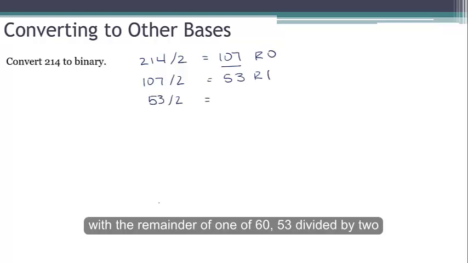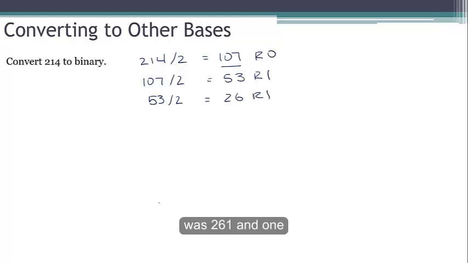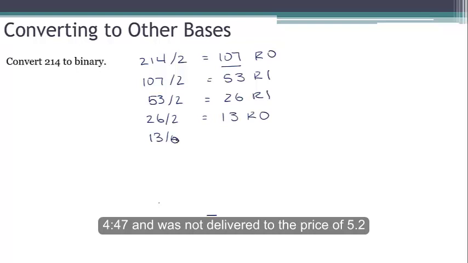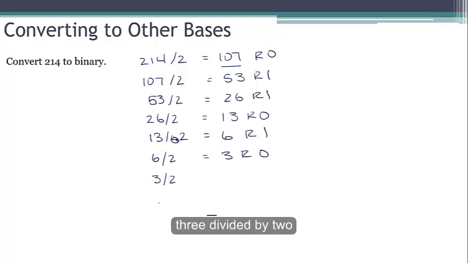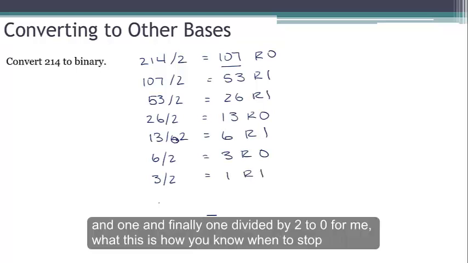53 divided by 2 is 26, remainder 1. 26 divided by 2 is 13, remainder 0. 13 divided by 2 is 6, remainder 1. 6 divided by 2 is 3, remainder 0. 3 divided by 2 is 1, remainder 1. And finally, 1 divided by 2 is 0, with a remainder of 1.